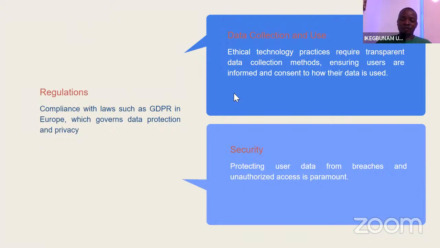So the collection of data and usage in ethics and technology requires transparent data collection methods, ensuring users are informed and consent to how their data are being used. Like I made mention about cookies. When you say we use them for data privacy protection, we analyze cookies for your data, you consent whether you do this or not. So what matters when you click yes or no depends on the developer of such application.